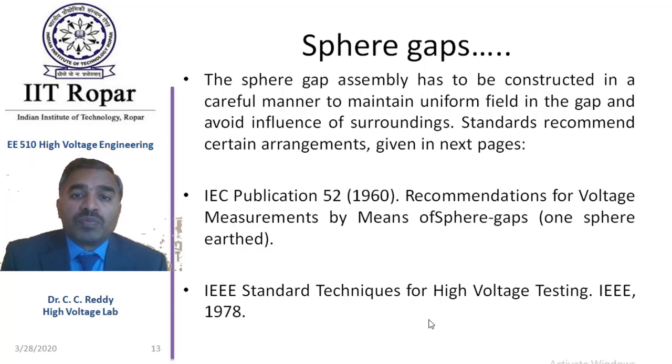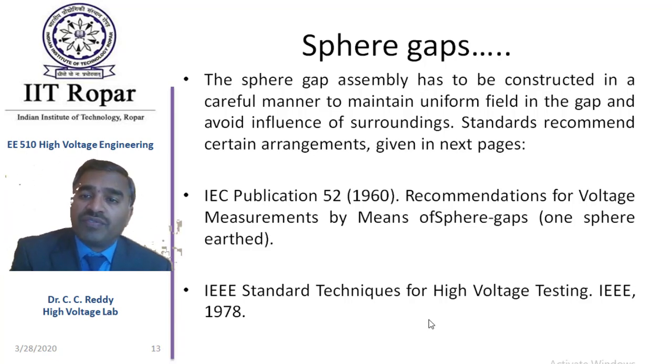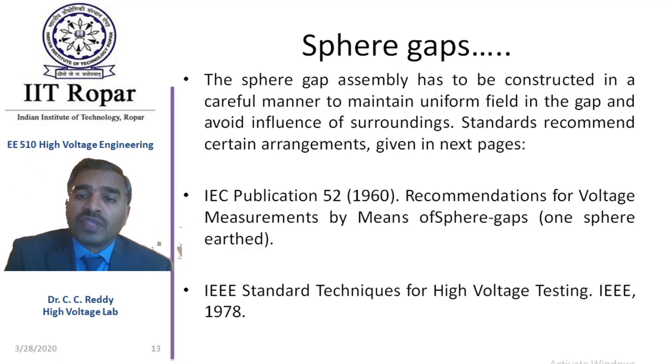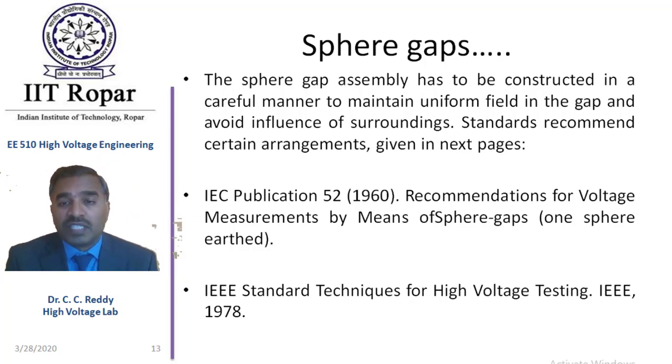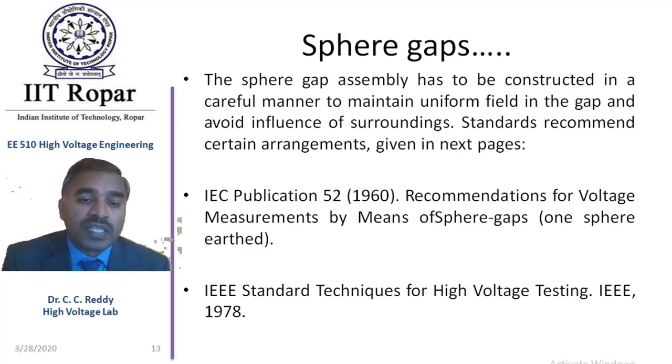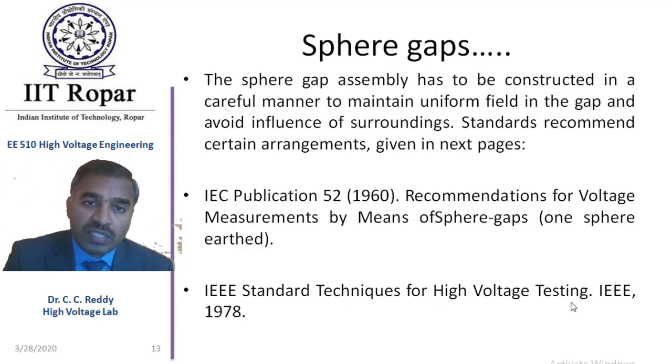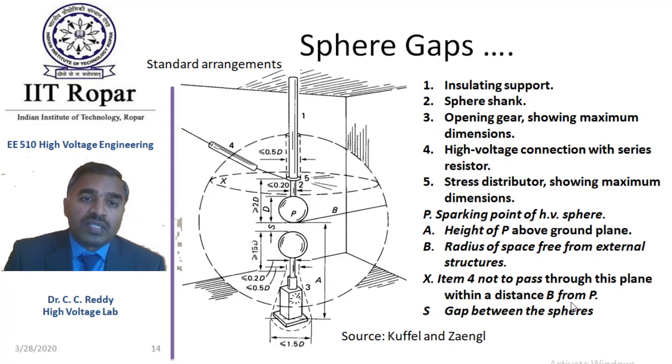Next, the sphere gap assembly has to be constructed in a careful manner to maintain a uniform field in the gap and avoid the influence of surroundings. Standards recommend certain arrangements given in the next few slides. So these are the standards: IEC publication 52, 1960, which consists of recommendations for voltage measurements by means of sphere gaps, where one sphere is earthed. And the second standard, IEEE standard techniques for high voltage testing, IEEE 1978.